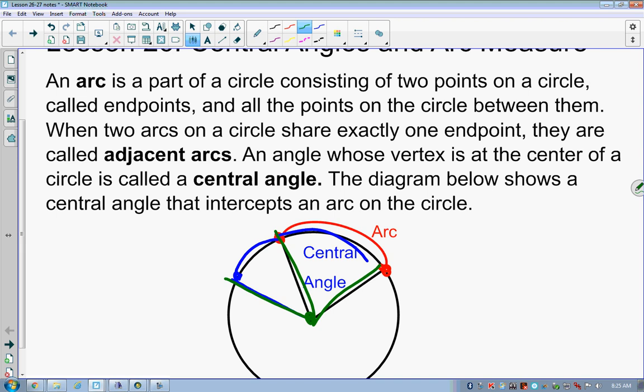Any angle that is stemming from the center of the circle, that's coming out there.